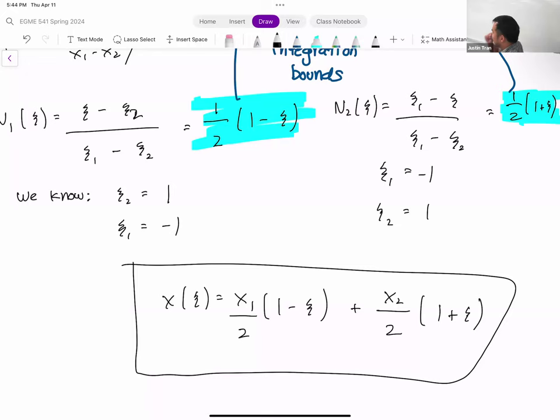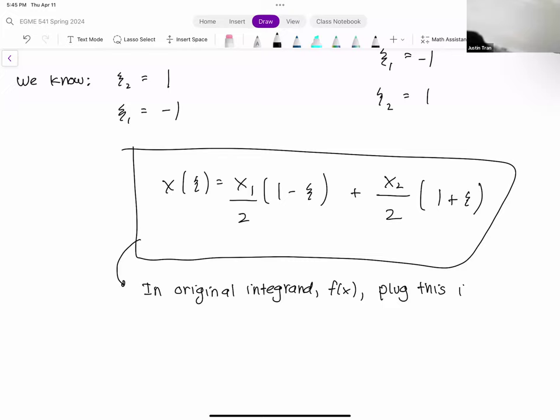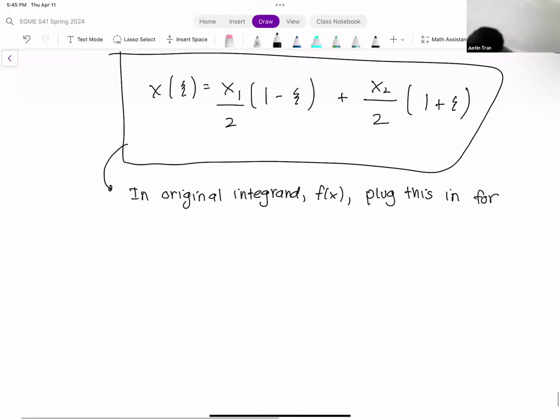So how we're going to use this mapping is that eventually when we do our Gauss integral, we're going to be integrating over xi, right? That's our integration bound. So the way we're going to use this mapping is that in our original integrand f of x, that original integrand is a function of x. Basically, everywhere we see x, we're going to plug this in instead. Okay. But we'll see that in an example after this.